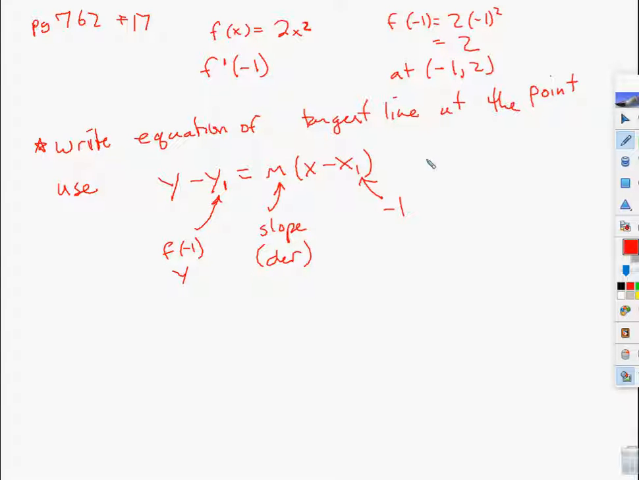Okay, so we can already fill that in our equation. That's y minus 2 equals m times x plus 1. Notice that's not squared. This is a line. All right, so we need to get our derivative. So m. Let's do an estimate. I think that'll be the fastest way, and we can pretty much gather what this is going to be.